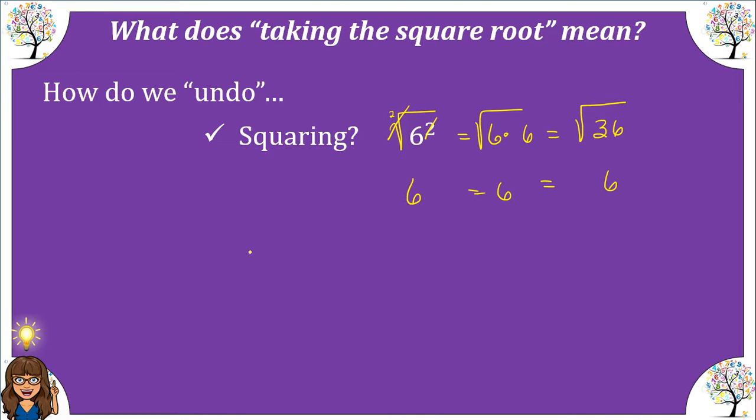So let's say that I have 7 squared. If I take the square root, taking the square root undoes the squaring, and I get 7. Typically, we would see it written out as 49, and taking the square root of 49 gives me that base of 7.